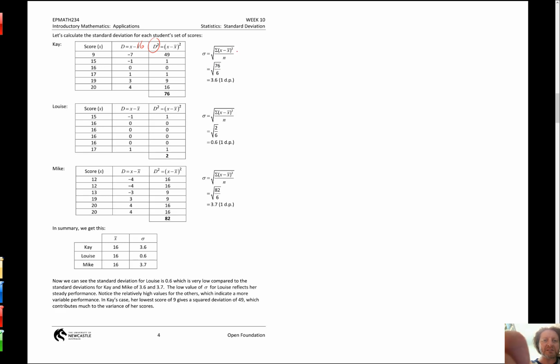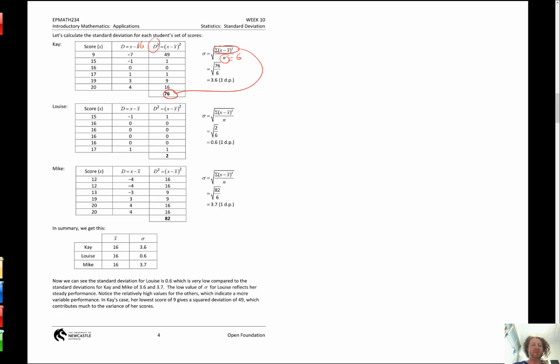So again, we are using this formula. Remember, this sum of x minus x bar squared is just that number. N is the number of scores we've got, which in this case is 6 scores. So the 76 went over a 6, got square rooted. We did the same for all of them, and again, Mike was the furthest spread, the biggest standard deviation, but not by much off Kay, and Louise was really, really consistent. Consistent means low standard deviation, fantastic, and there's our summary.